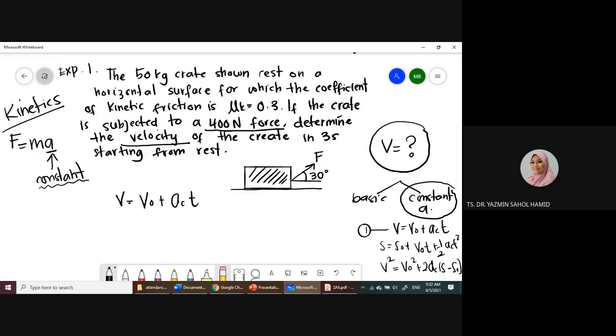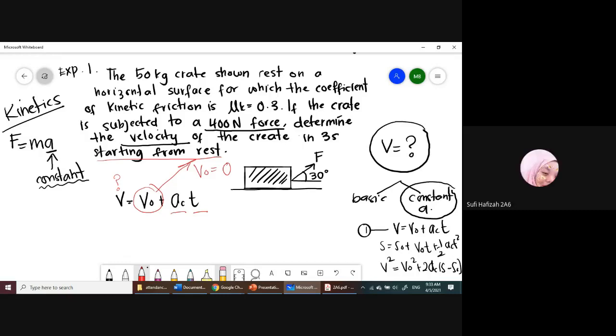Now, this is what you want to find, the velocity. Now, do you have V naught? Yes. What is it? Zero. Why zero? Where does it say? Because it starts at rest. So because it says it's starting at rest, V naught equals zero. So basically what we need to find is a_c. And do we have t?